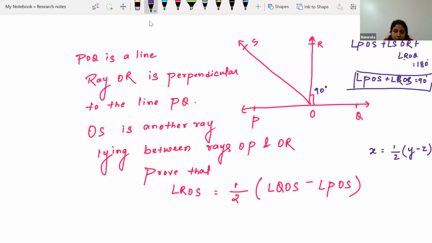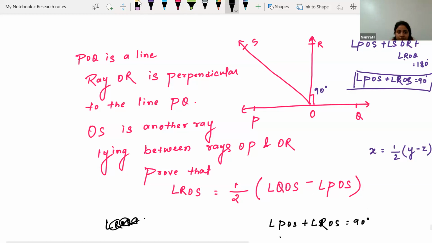Just a second. Let me check how can we reach to the proof. If we are writing angle POS plus angle ROS is equals to 90, and here this and this is equals to 90, and there what can be written if we will write angle ROQ plus, can't we write angle POS plus ROS equals to ROQ?